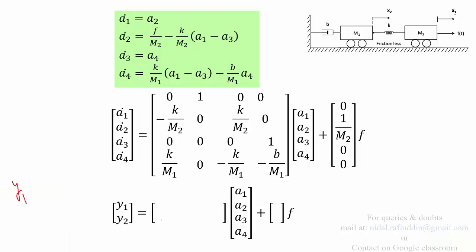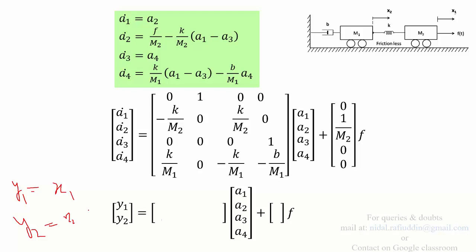For the output equation, y1 is assumed to be equal to x1 and y2 is x2. It's not necessary that you choose y1 as x1. You can choose y1 as x2 or y2 as x1. So it all depends on you. The order will change, but the answer is fine with both.